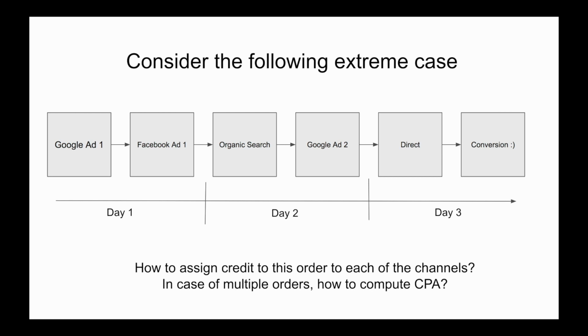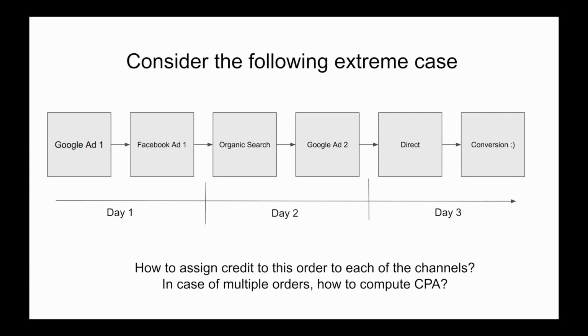Now let's consider an example. On day one, this specific user saw your ad on Google, then saw your ads on Facebook. Then on day two, they thought about your company again, and they visit you through organic search. And then later in the day, they saw your second ad on Google. And finally, on day three, they converted through direct channel.